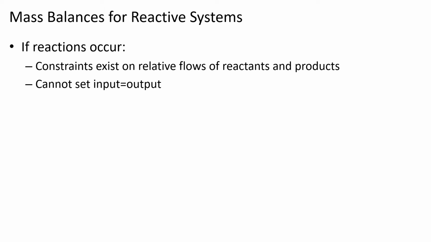If reactions occur, constraints exist on the relative flows of reactants and products, and we can no longer set input equal to output in all cases. We will be able to do this if we talk about the total amount of mass that comes in and out, but we won't be able to do this if we're talking about the mass of a particular component.